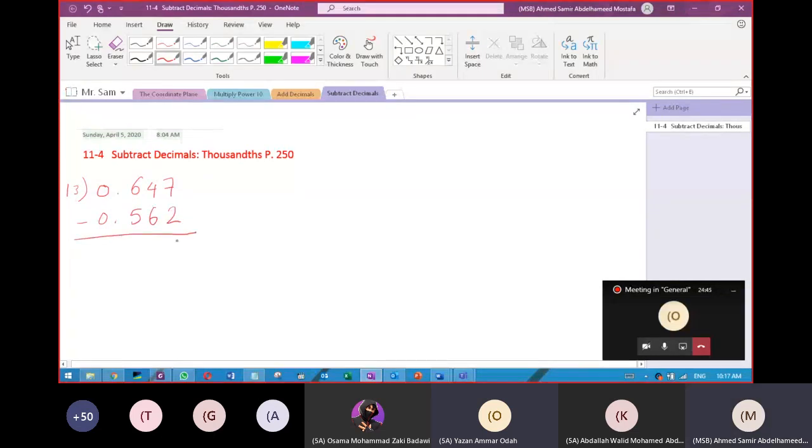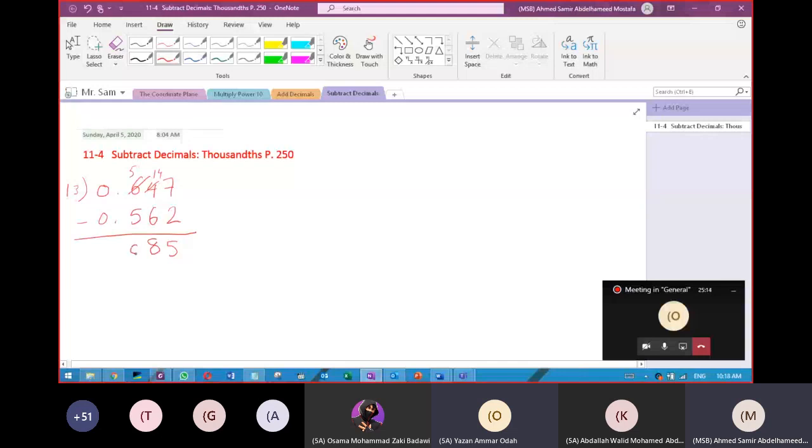4 minus 6. Can we do that? How? We need to borrow. We take 1 from the 6, so this would be 14, and this would become 5. 14 minus 6 is 8. 5 minus 5 is 0.